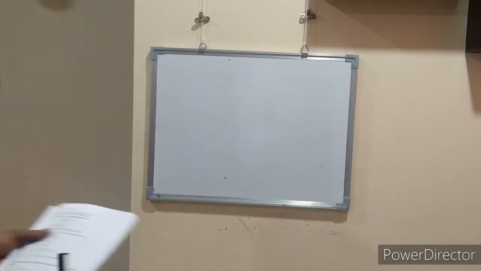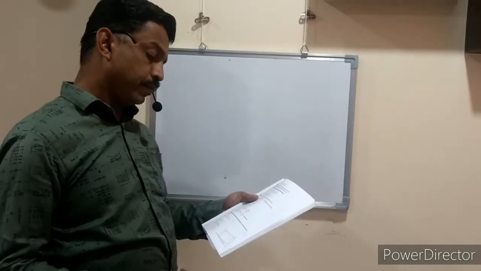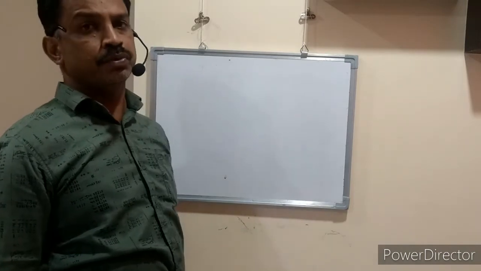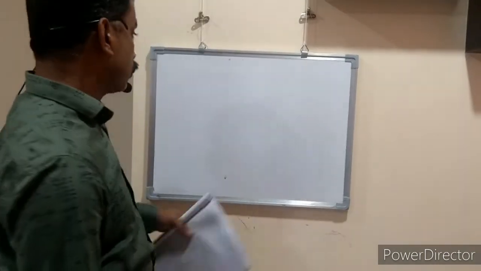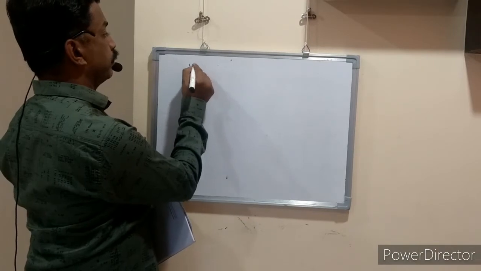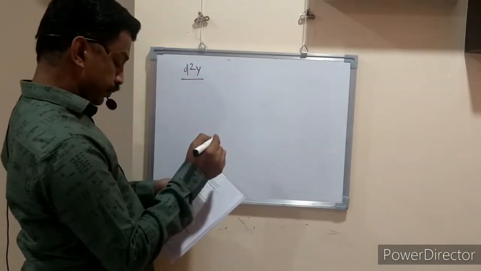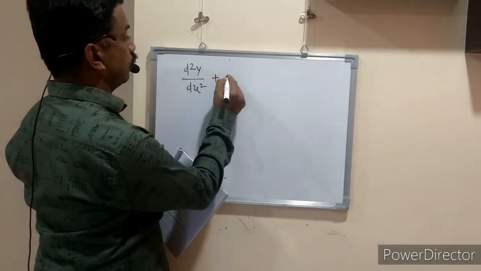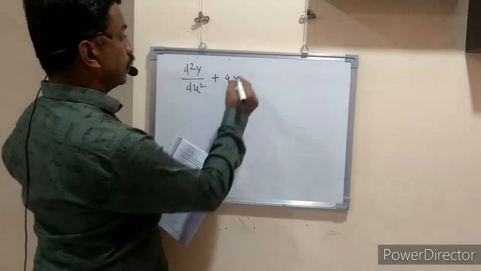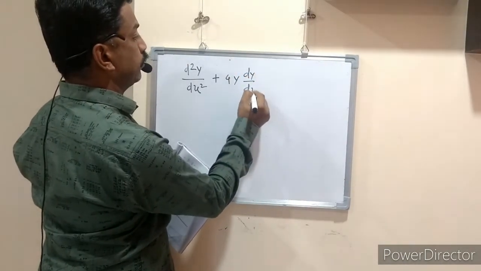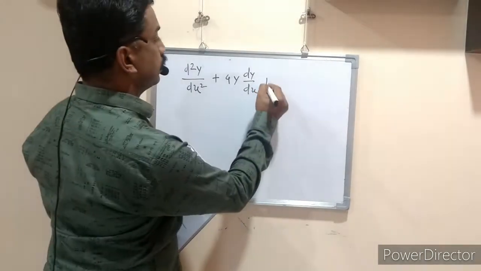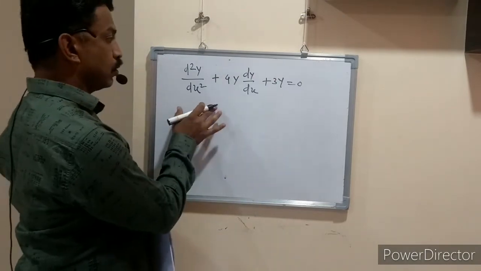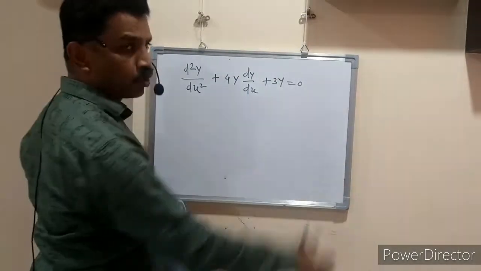Hello friends, now we see whether the following equations are linear or non-linear, and homogeneous or non-homogeneous. So first we write the equation d2y by dx square plus 4y dy by dx plus 3y equal to 0. Now is this linear or non-linear, homogeneous or non-homogeneous?